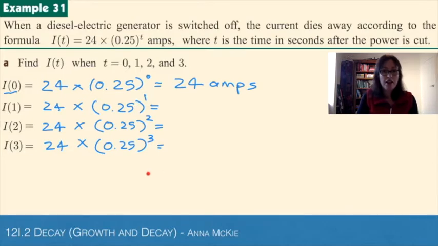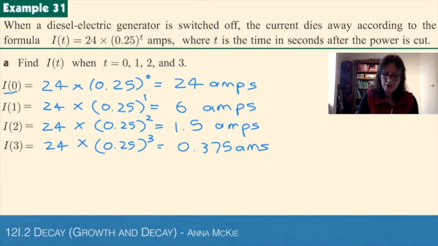Before I write the answers, you can see that each of them is raised to the power of t seconds, which matches the number that we've substituted in. And the answers for those are 24, 6, 1.5 and 0.37 amps. Oops, spelling error on the last one there. And noticing that they're decreasing, we've answered the first question.